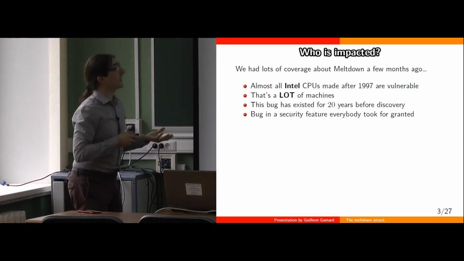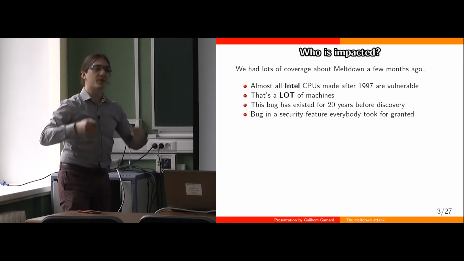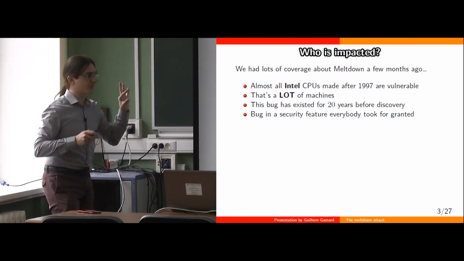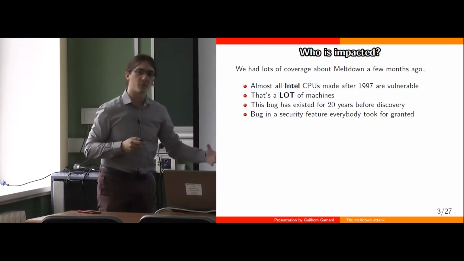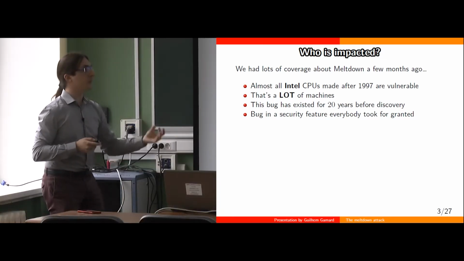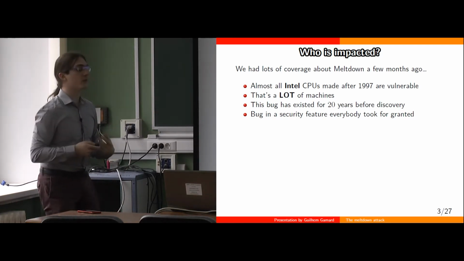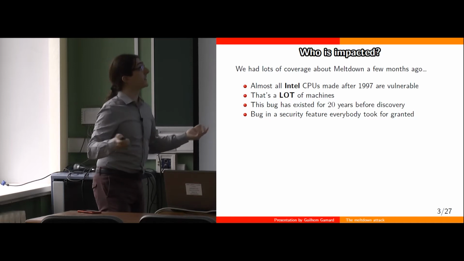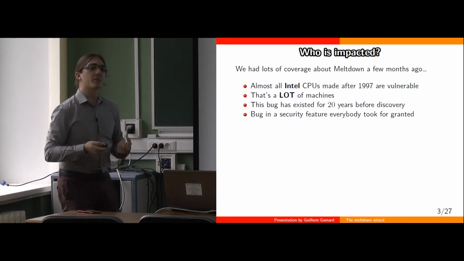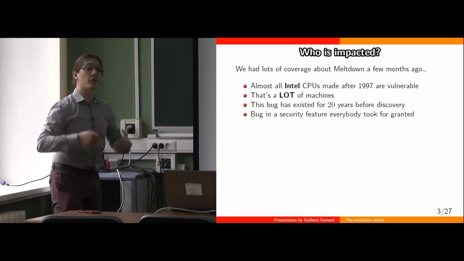Something else that was shocking is that this bug existed for roughly 20 years before it was actually discovered, documented, and published. So people had suspicions that something was possible to exploit, but the actual code leaking memory while it was not supposed to leak was published only last January, so 20 years after the first vulnerable CPUs were released on the market. And people were shocked because usually they take process isolation for granted.